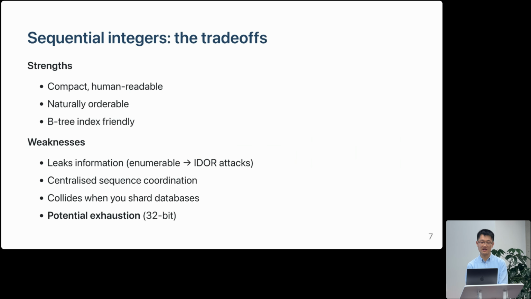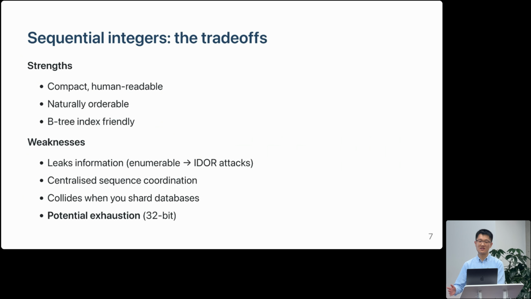But there's some downside with IDs, integer IDs. I keep saying IDs. Every time I say IDs, I just think about integers, versus UUIDs. So yeah, there's some downsides. One of the downsides is that you might leak information.